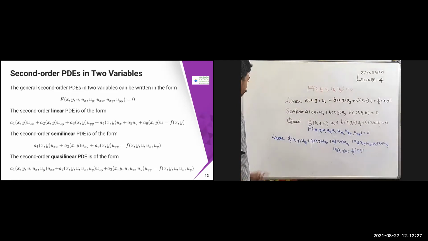Okay, a second order PDE in two variables. A linear PDE is of this form. Whatever you take, if you can rewrite the equation in this format, then it is called a linear PDE.